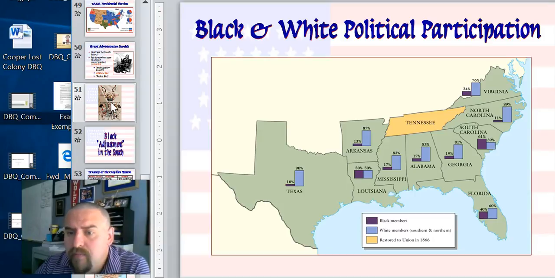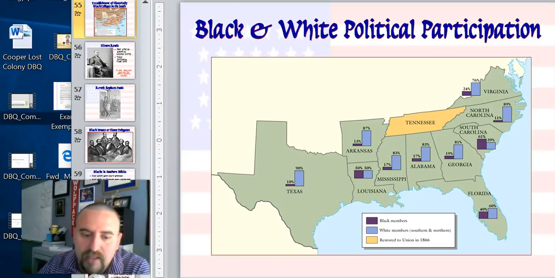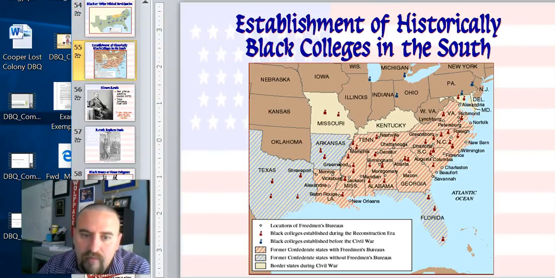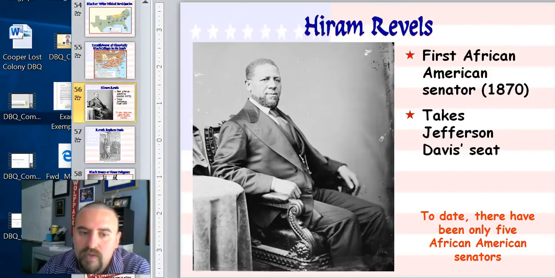All right, so black and white political participation. Take a look at South Carolina, 61% black members in their legislature. Louisiana, it's 50-50. It's interesting with Mississippi and Alabama, those numbers should be higher, but what's happening is African Americans are going to be disfranchised and intimidated from going to the polls.